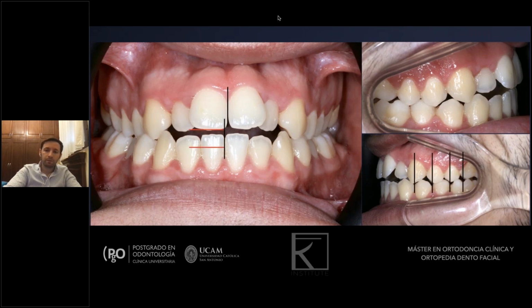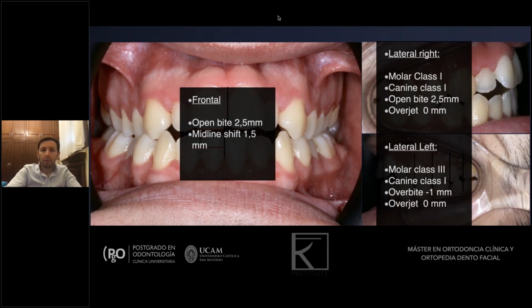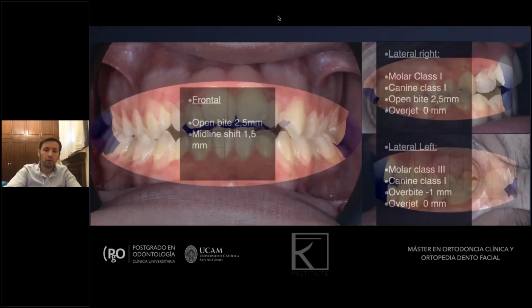Look at the midline. Look at the class 3 on the left side. Okay, we have open bite, we have midline shift, we have a class 3 molar and class 1 canine. Okay, class 3 molar, but canine in class 1. And we have reduced overbite and for sure reduced overjet as well.